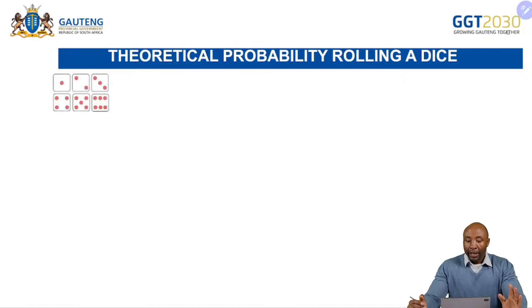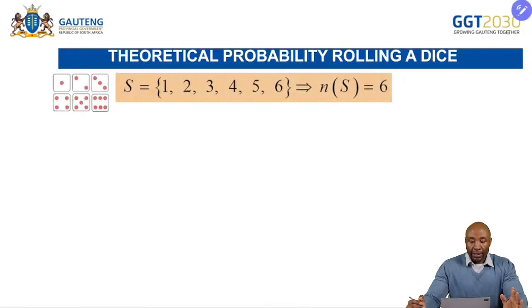Theoretically, we are now rolling a dice. A dice has 6 faces, as you can see there. And our sample space, I list all the possible outcomes, which are 1, 2, 3, 4, 5, 6. The number in my sample space will be 6.